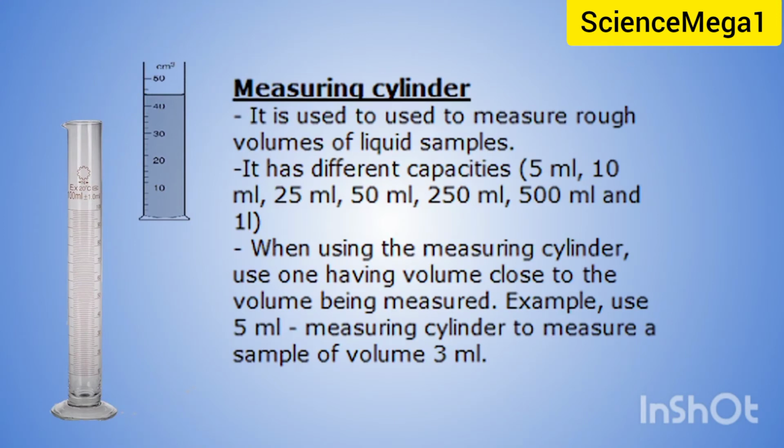This instrument is used to measure rough volumes of liquid samples. It has different capacities. We have 5 ml, we have 10 ml, we have 25 ml, we have 50 ml, we have 250 ml, we have 500 ml, and 1 liter. When using the measuring cylinder, use one having volume close to the volume being measured. For example, use 5 ml measuring cylinder to measure a sample of volume 3 ml.